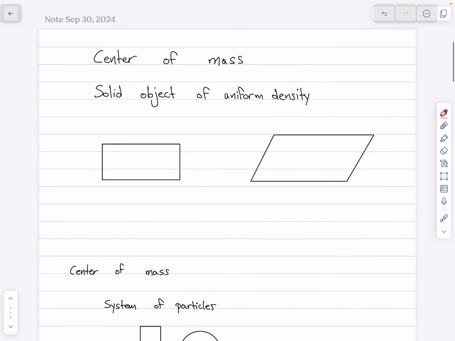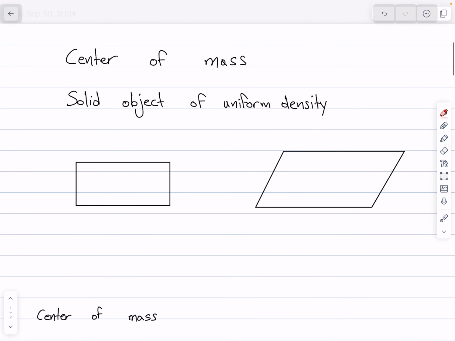First thing we need to see is the center of mass for a solid object of uniform density. In this case, it makes sense that the center of mass will be at the geometrical center of the object. Sometimes it's easy to locate the geometrical center. Sometimes maybe we'll need to find the diagonal of the object, and from the coordinates of the diagonal, we can find the center of mass position, the x of the center of mass.